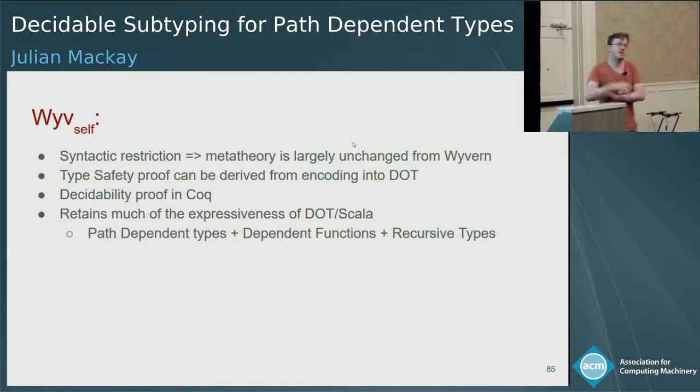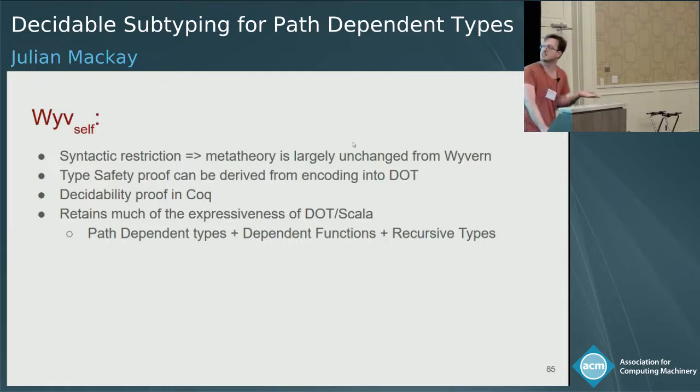And as a result, as an example, with type safety, while it's quite difficult to get traditional progress and preservation, we can reclaim a lot of the meta theory by just defining and encoding into DOT. So we have a decidability proof for it in Coq, along with the decidability proof for WyvFix. And nicely, this retains much of the expressiveness of DOT and Scala, right? Because you have path-dependent types, dependent functions, and recursive types.